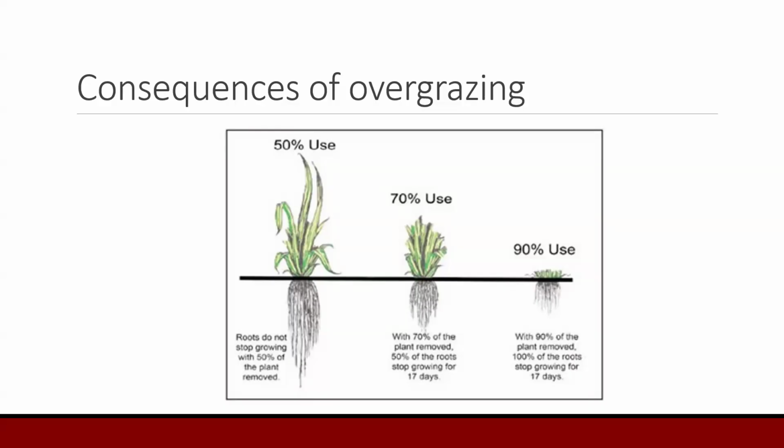If we use 70% of that plant, so we only leave 30% left, 50% of the roots stop growing for 17 days. If we have a really high grazing pressure, we make these cattle eat these plants a lot, and we leave 10% residual, 100%, so all the roots will stop growing for 17 days. So if we make plants start utilizing those root stores, it's really going to decrease the longevity that plant is going to be in that pasture.